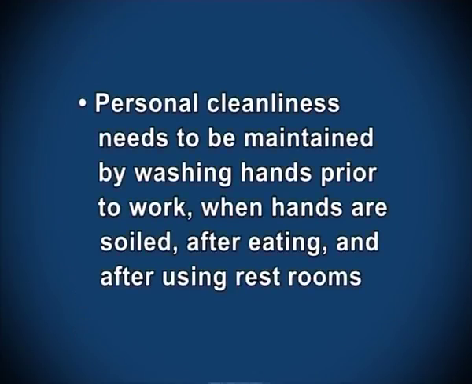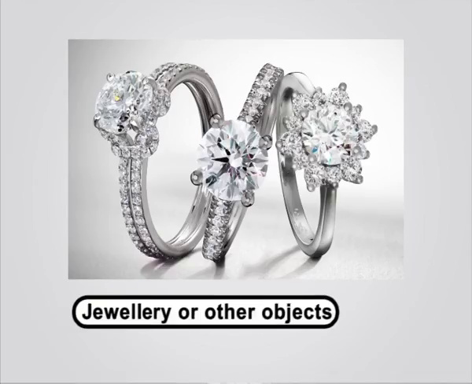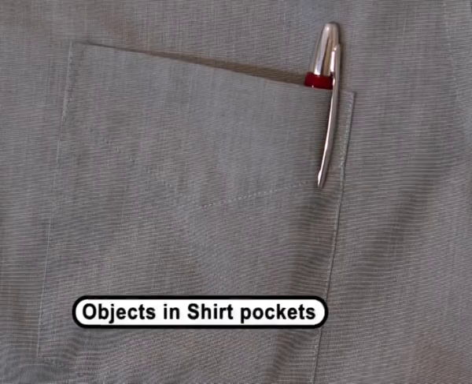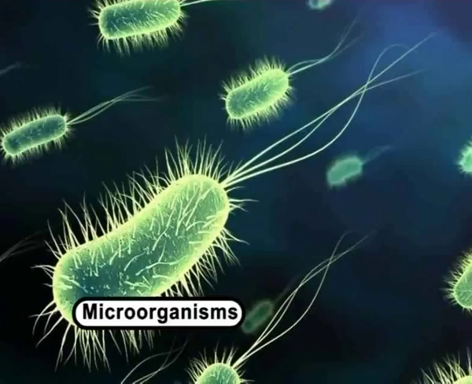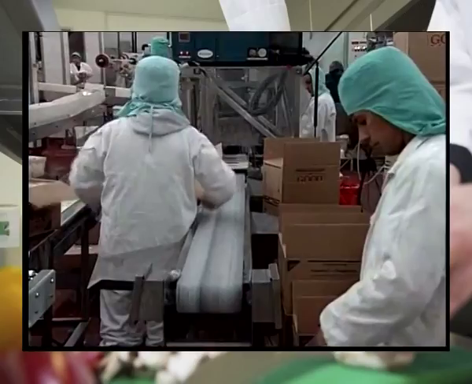Personal cleanliness needs to be maintained by washing hands prior to work, when hands are soiled, after eating and after using restrooms. Jewelry or other objects that are insecure, such as objects in shirt pockets, necklaces, earrings, etc., need to be removed. Hand jewelry can be a source of microorganisms or a source of foreign material and should not be worn when foods are processed.